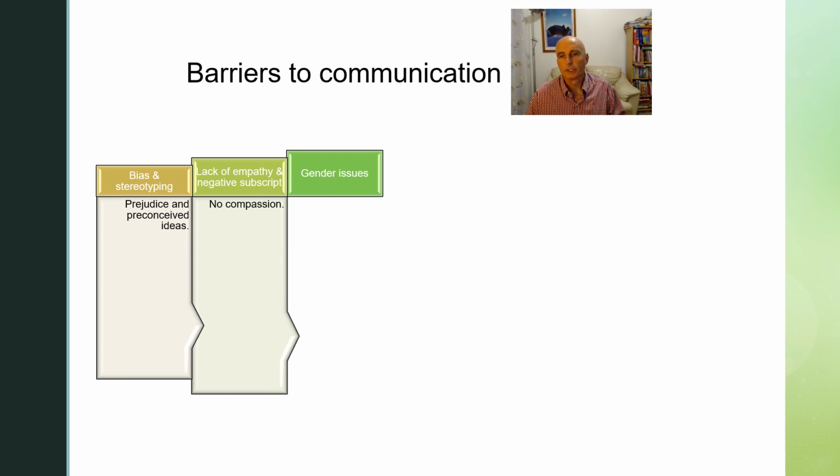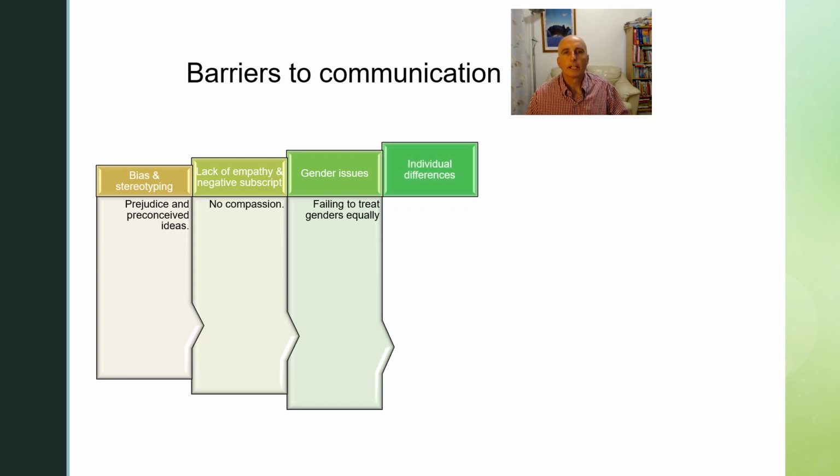Gender issues. It's documented that the way the male brain and the female brain grow up, people may not understand each other because of their gender. Next is individual differences. This doesn't necessarily have to be anything major, but just the way we look at things, the way we've been brought up, and some people can work through them, some cannot.